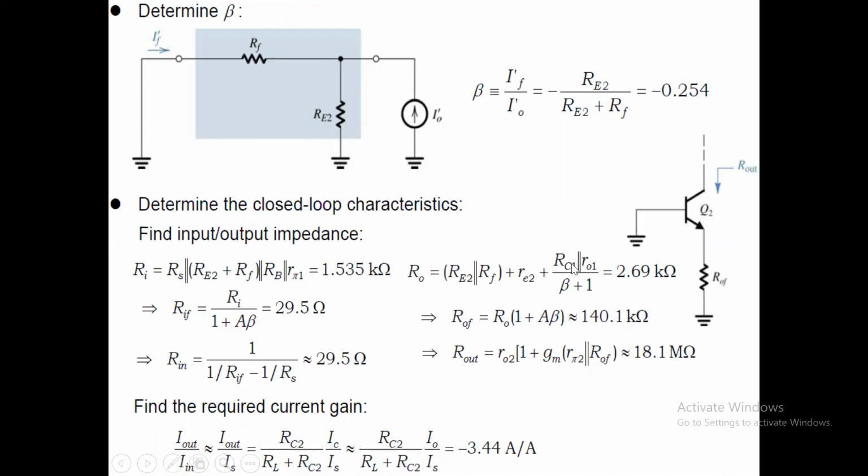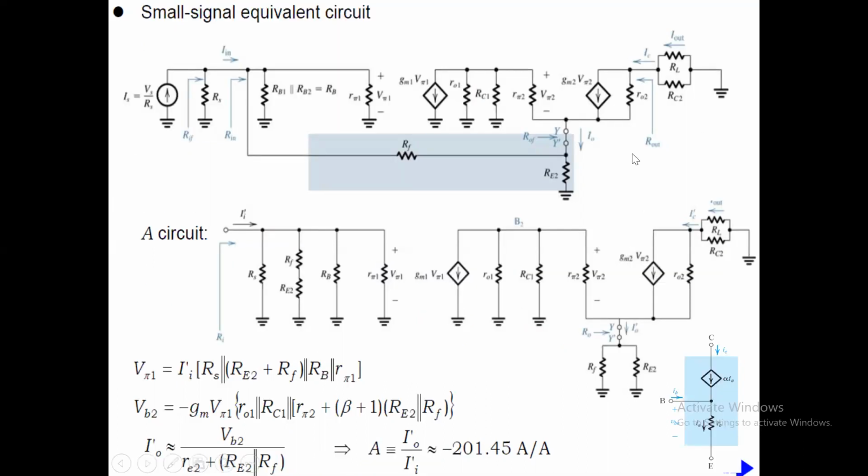That is what we have here, RC1 in parallel with RO1 divided by beta plus 1, and this total quantity here. So if you substitute these values, you will get 2.69. ROF is equal to R0 into 1 plus A beta. That is, again, you need to multiply R0 with this value. Then Rout is the resistance which is measured here.